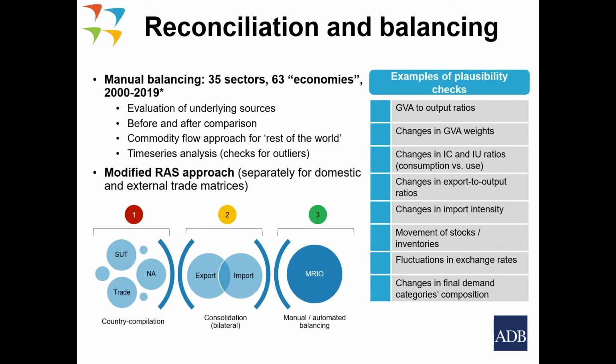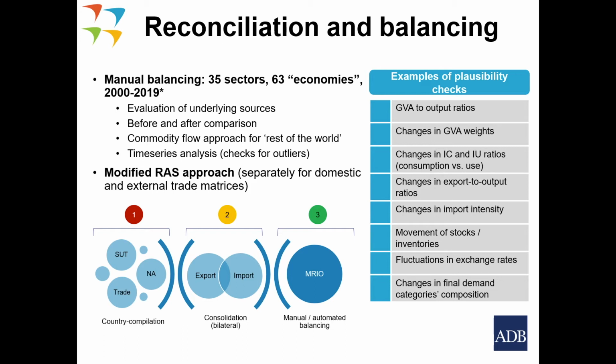The last step of compilation is the reconciliation and balancing of row and column sums. For this, we use a mix of investigative approach or manual balancing and automated balancing, mainly for final roundups. In balancing the MRIO, our team prioritizes the manual approach as it allows us to more closely evaluate the underlying sources, look at before and after comparisons, and check for outliers within the time series.